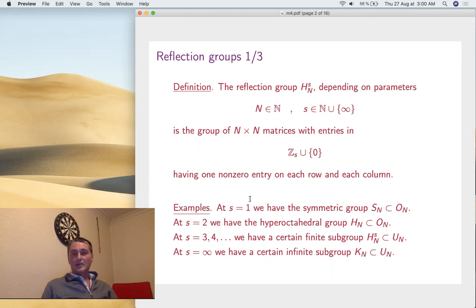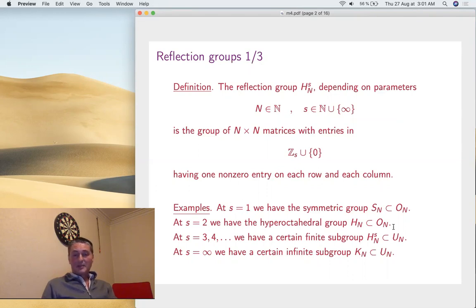So H_n^s is the group of n by n matrices with entries in Z_s and 0, such that on each row and each column there is exactly one non-zero entry. Okay, so it's like permutation matrices but decorated with roots of unity somehow. So this is one, of course, from the symmetry group. At s equals 2, that's the hyperoctahedral group. I mean, plus or minus ones like permutations. These are exactly the hyperoctahedral transformations.